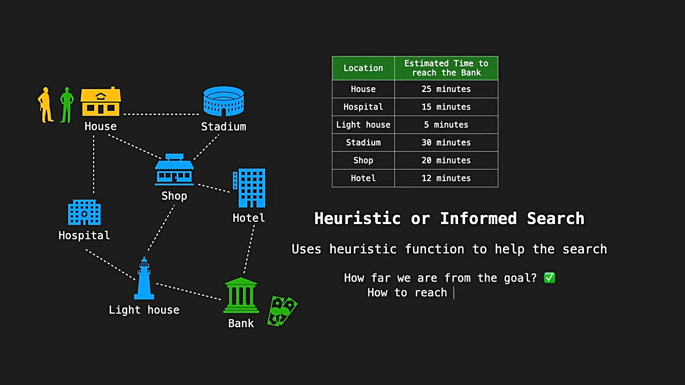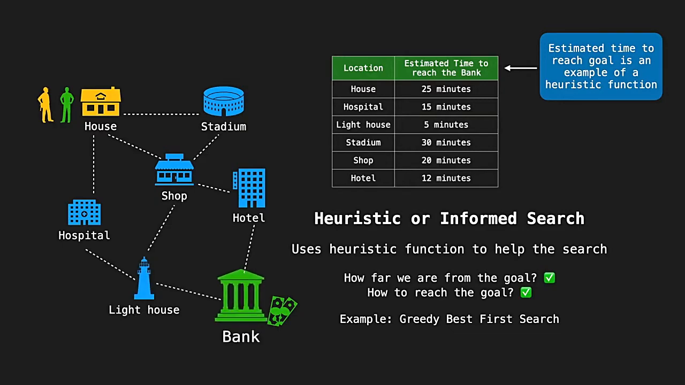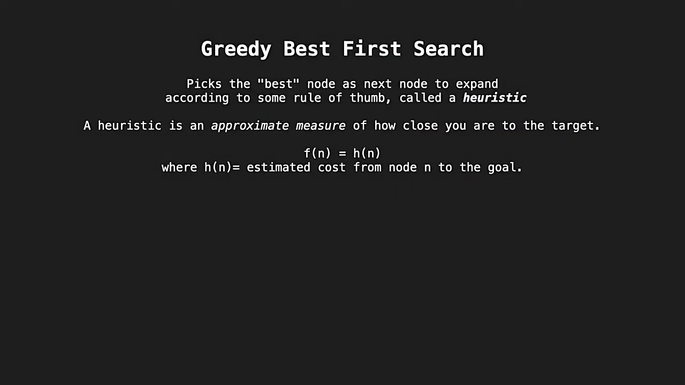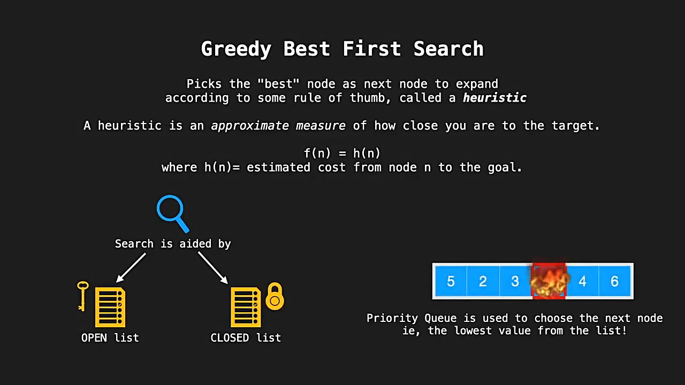This search is known as informed or heuristic search, which uses a heuristic function to help the search. An example is the greedy best first search. Here, the estimated time to reach the goal is the heuristic function, which helps you to reach the bank easily. Greedy best first search picks the next best node using the heuristic. Here, the search is aided by an open list, a list of unvisited nodes, and a closed list, a list of visited nodes. This search uses a priority queue to choose the next lowest value from the open list.